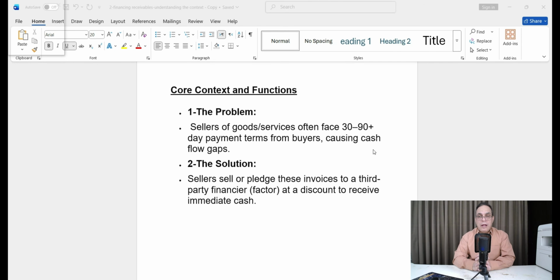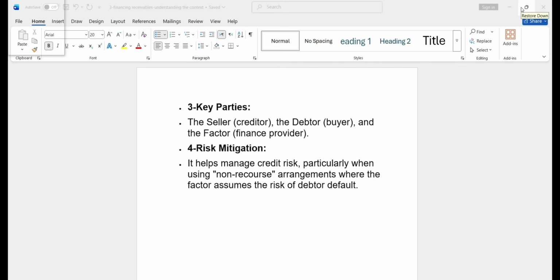Core context and functions. 1. The problem. Sellers of goods or services often face 30 to 90 plus day payment terms from buyers, causing cash flow gaps. 2. The solution. Sellers sell or pledge these invoices to a third-party financier, a factor, at a discount to receive immediate cash.